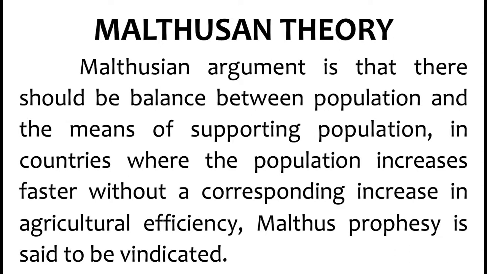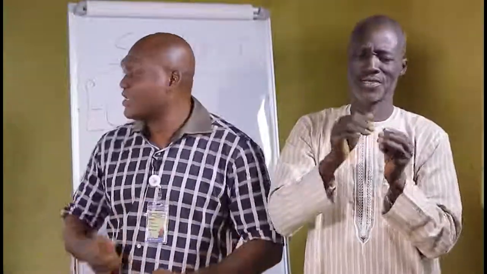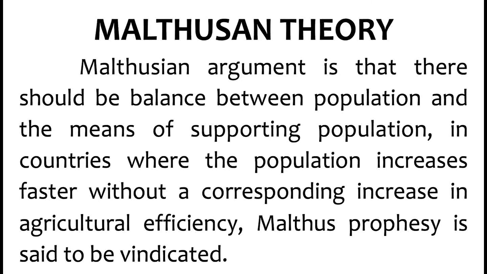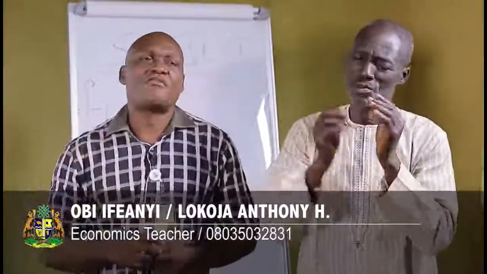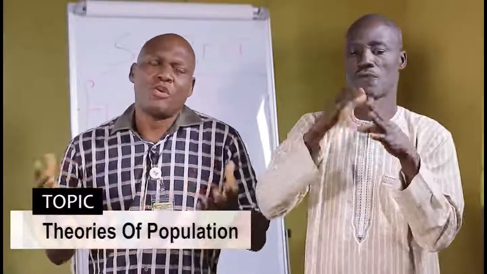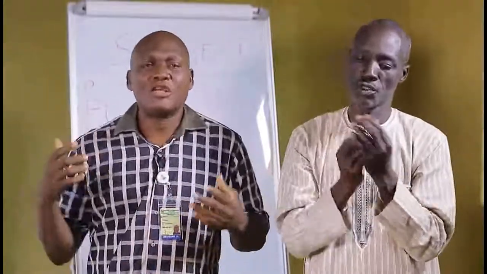In the Malthusian theory of population, his argument is that there should be balance between population and the means of supporting population. In countries where the population increases faster than the corresponding increase in agriculture, the Malthus prophecy is said to be vindicated. What we are saying is that as population is growing, there should be growth in the means that is used in sustaining the population.